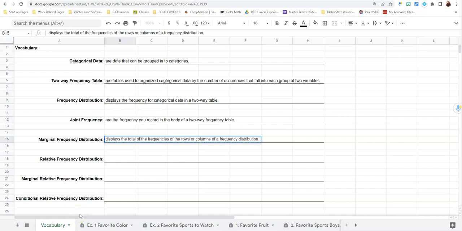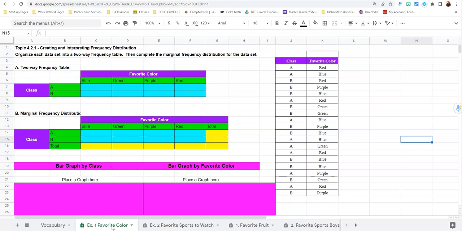So what we're going to do now is click on the second tab at the bottom labeled example 1 favorite color, and create a two-way frequency table that goes with the data on the right. So we're going to look for A, blue. My suggestion is to just put a little mark next to it. So like this is A blue. That's an A blue. That's an A blue. So there are three of them. And so in the box, I'm going to type a 3.